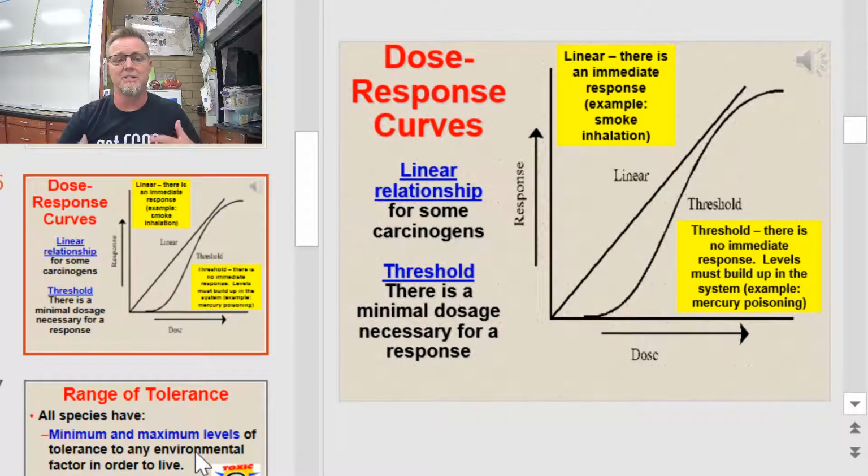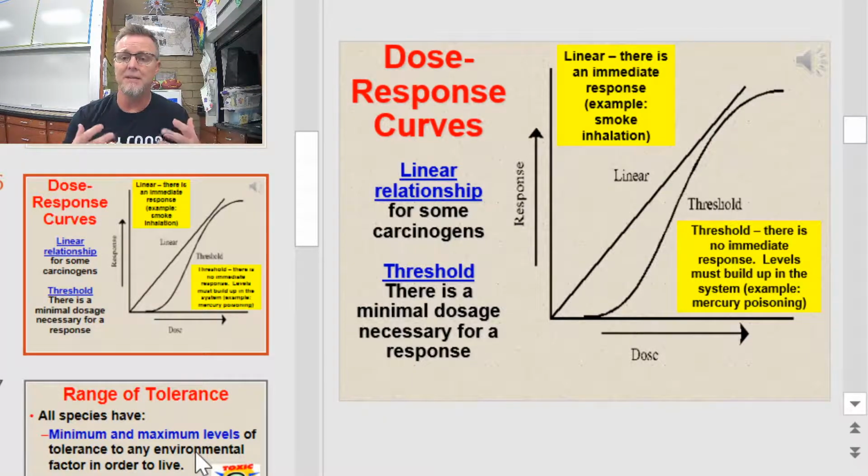Now, we can actually graph these things, and this is an example of how we would do so. There are linear and also threshold relationships that can be mapped out through graphs.